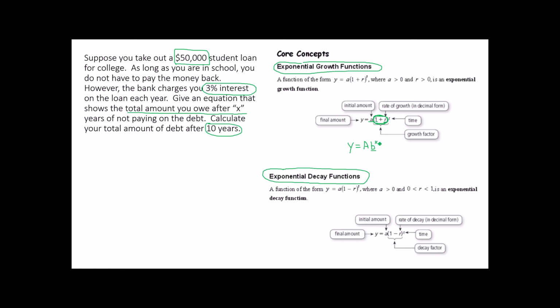And then notice they changed their x, their time, into a t for time. So this is basically the same function. It's just we have to calculate this growth factor instead of it just being given to us. Let's come back to our initial example. Y equals the amount we're going to owe equals whatever we started with. Well, that's the $50,000.